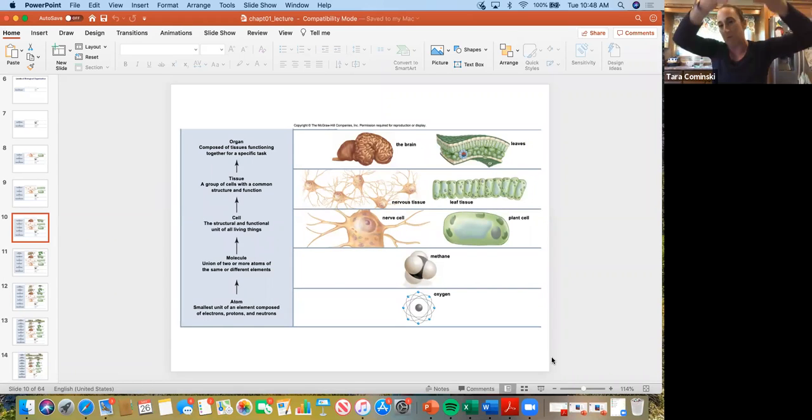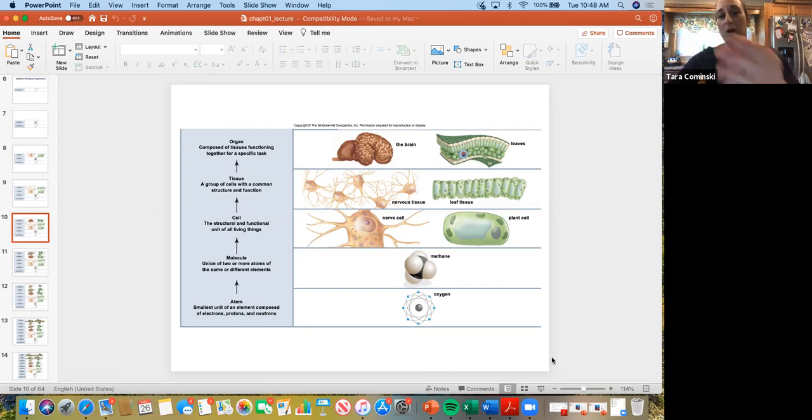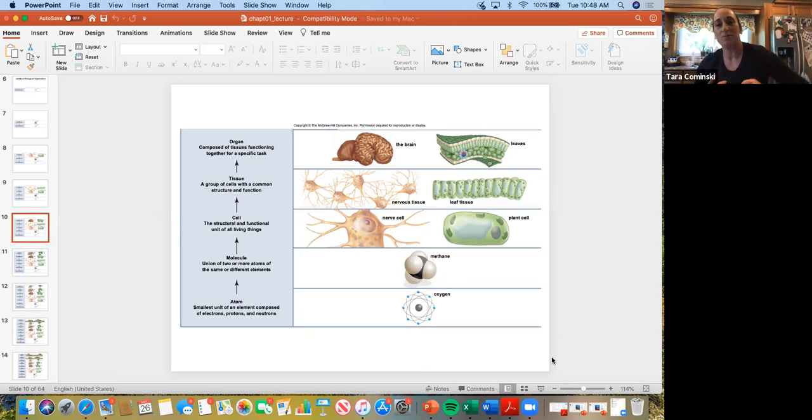Now if we go up one level further in complexity, we're talking about the brain, which is an organ, and in the plant, the leaf, which is an organ of the plant. What's next after organ? Organ system. And so if we're talking about the brain, what organ system is the brain part of? The nervous system. Right, nervous system.